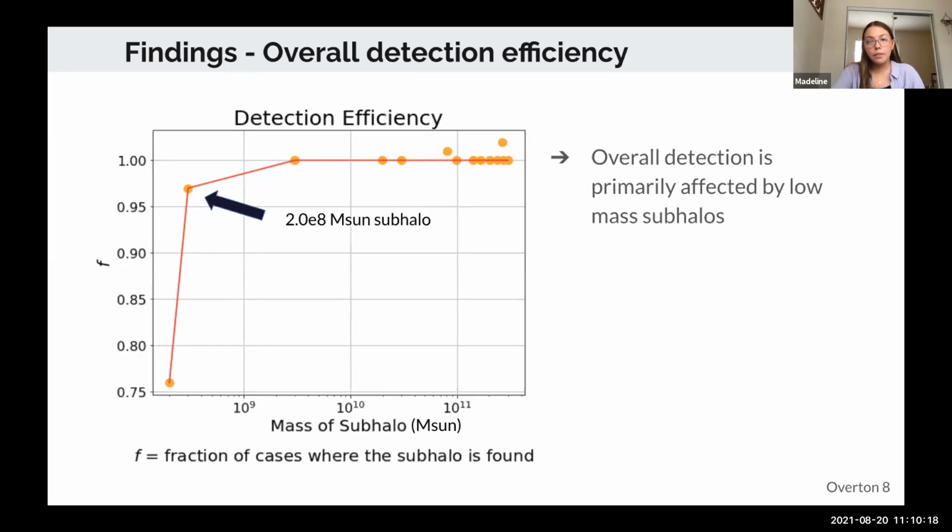At the beginning of this project, we were mainly concerned with Rockstar missing subhalos, but there also are some cases when Rockstar actually finds extra subhalos that I did not put there with Galacticus. And so this is represented by those points over 100% detection. We are also concerned about these extra subhalos and would like to include that in the correction.